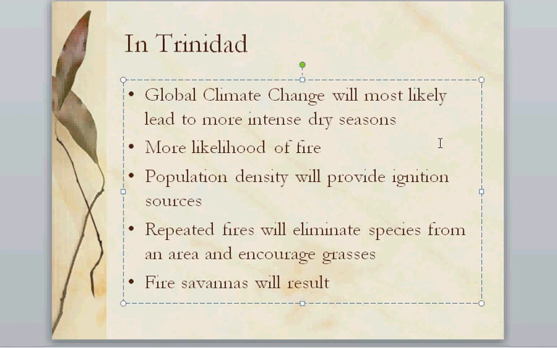Repeated fires will eliminate species from an area and encourage grasses. So you will get patches much like behind Tunapuna there, where the area is repeatedly burnt and now only has grasses. A fire savanna is what that resulting ecosystem is called.